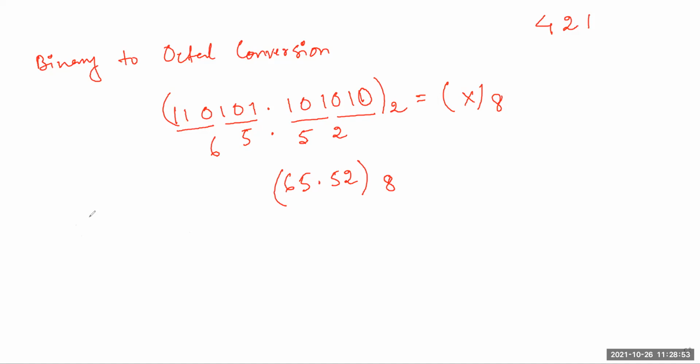Suppose the number given is 110 point 101 1. Okay, tell me this binary to octal conversion. I have given the binary value here, that is 110.101101.